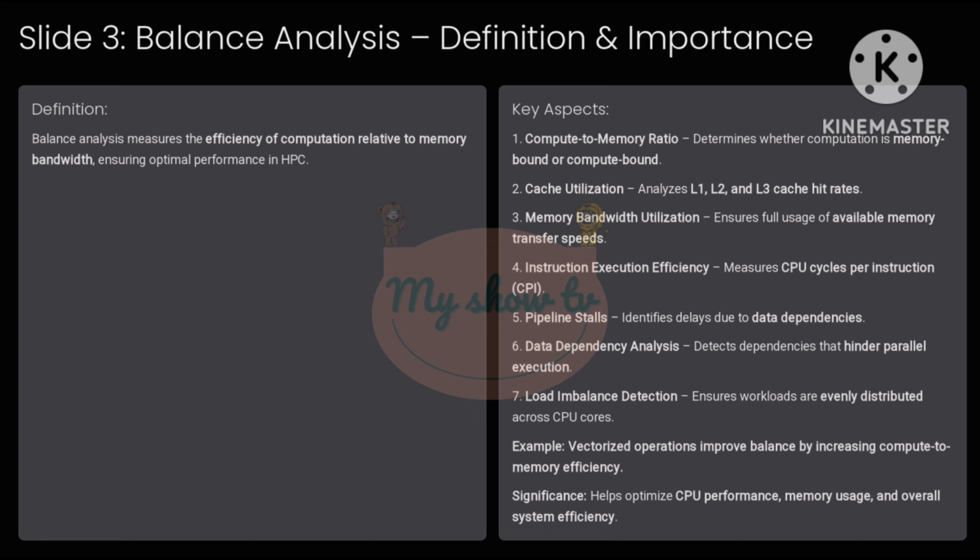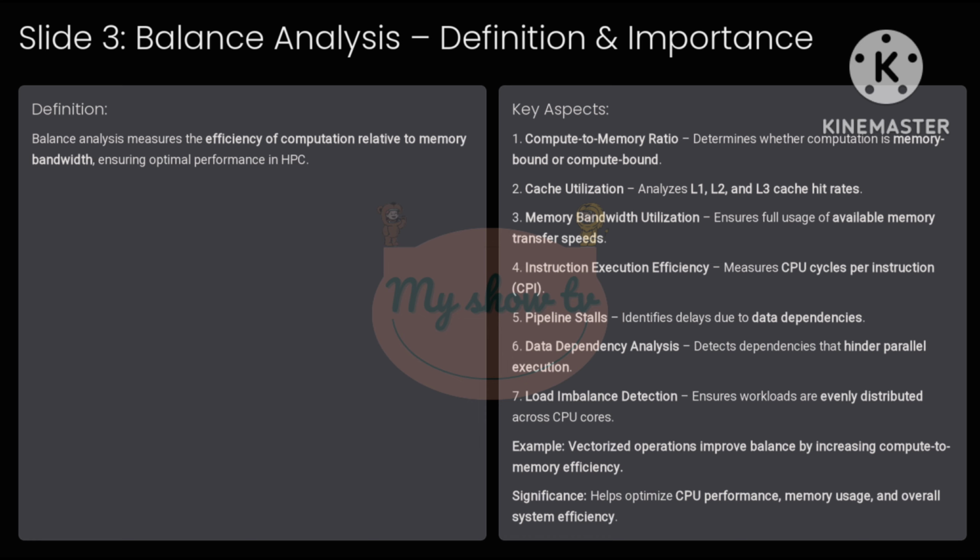This allows us to identify performance bottlenecks. Key aspects explained. 1. Compute-to-memory ratio. If a processor waits too long for memory access, it is memory-bound. If it fully utilizes available bandwidth, it is compute-bound. 2. Cache utilization. Efficient cache utilization ensures that data is retrieved quickly, avoiding unnecessary RAM accesses.